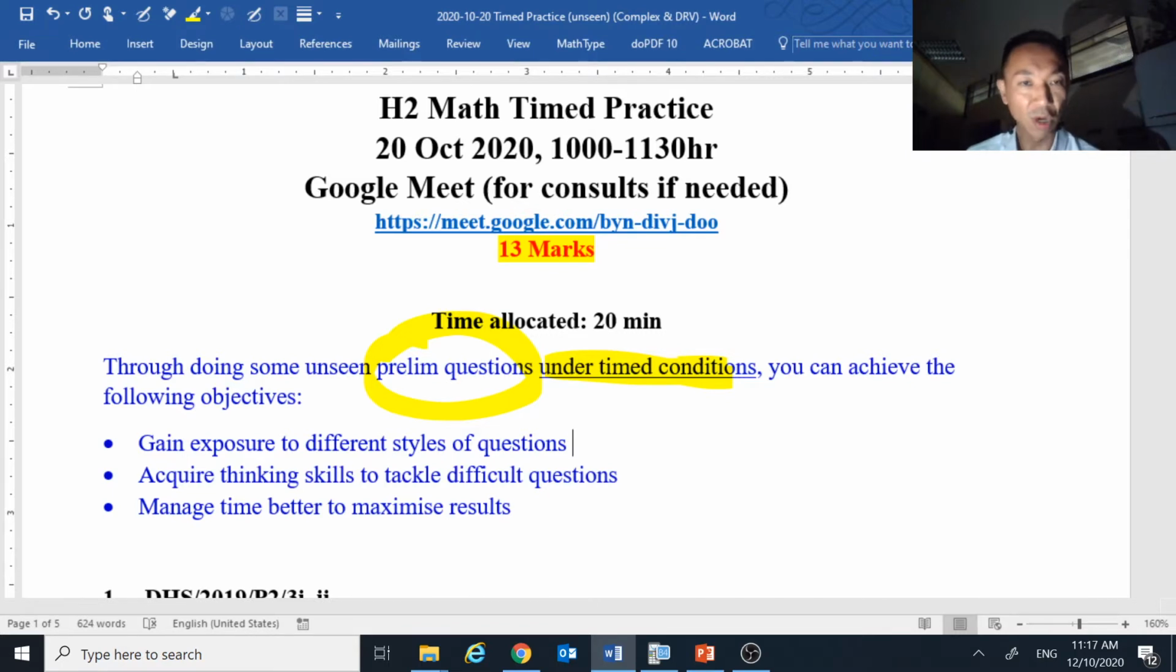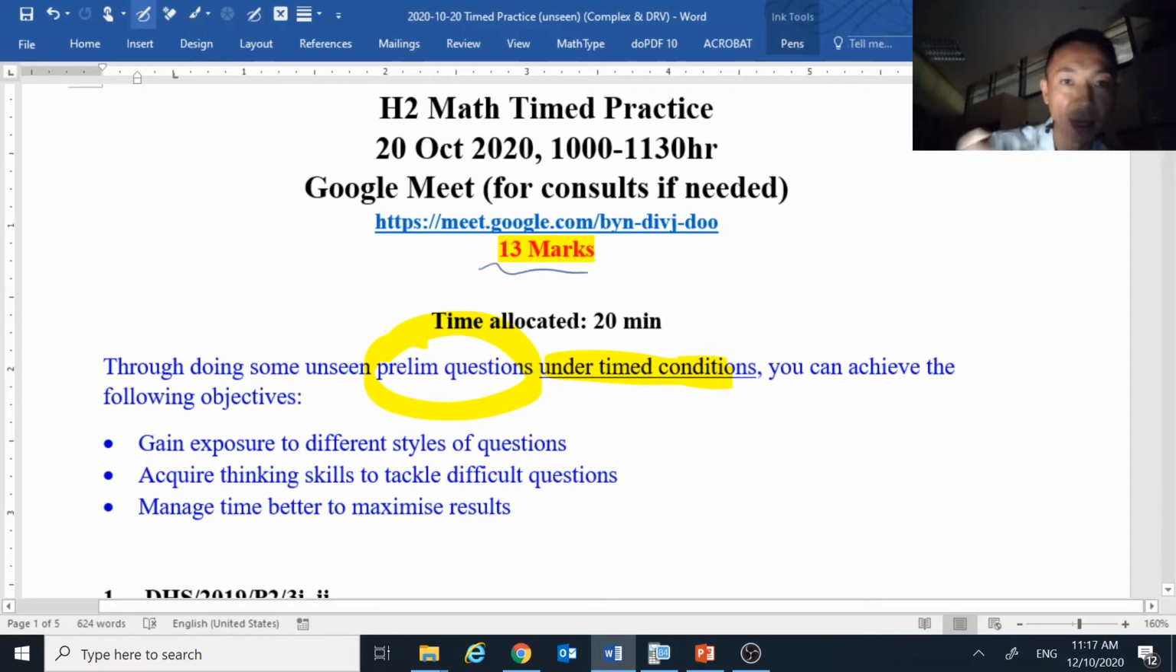It's not a full paper, but with some marks dedicated there, as you can see, 13 marks here. It translates to about, if you multiply by 1.8, about 23 minutes or so, but I decided to give it a little shorter to help us train.